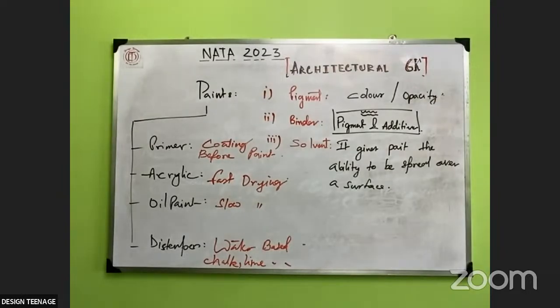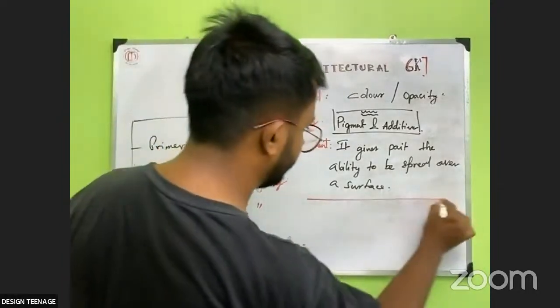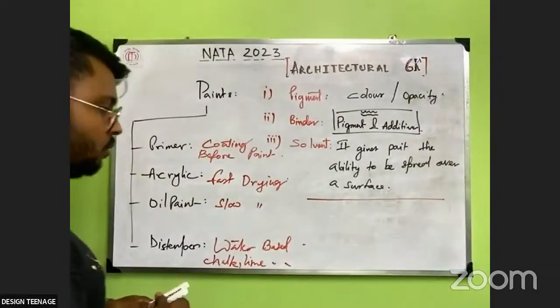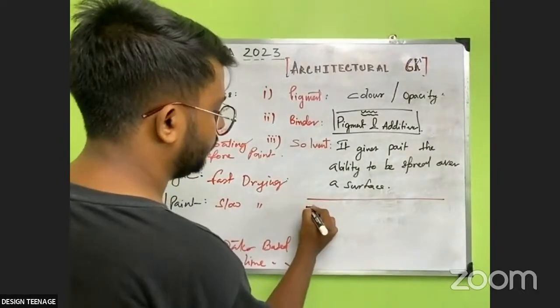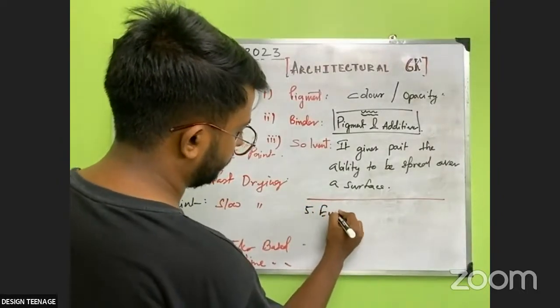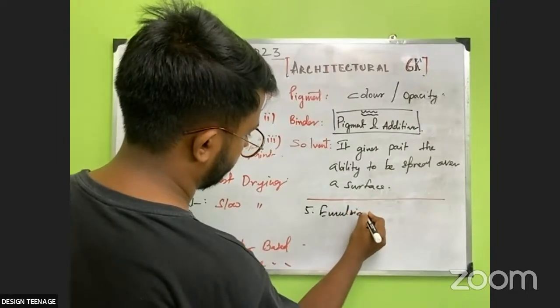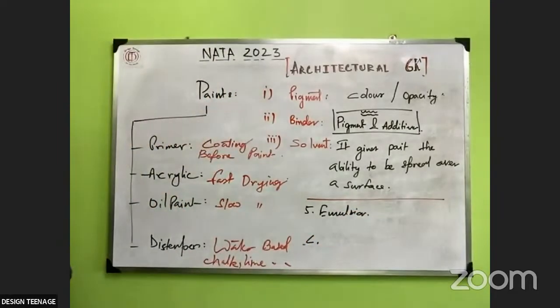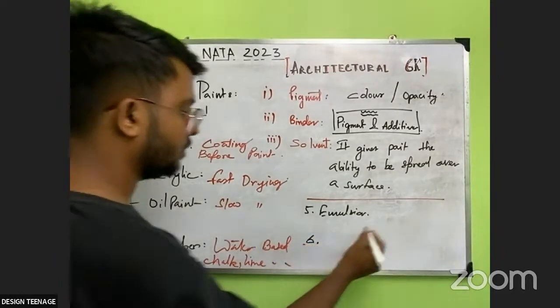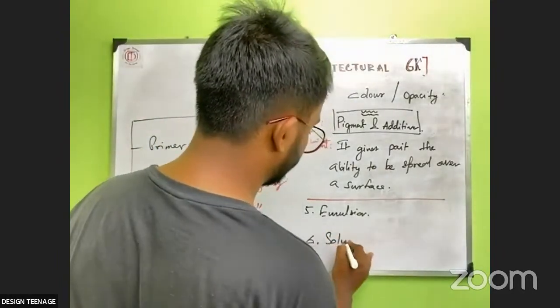Okay. Now, one more important thing. Two more important kinds of paints are there. I was missing it out actually. So these are 4, right? 5 is emulsion. And the 6th one is, apart from emulsion, we also have solvent based.